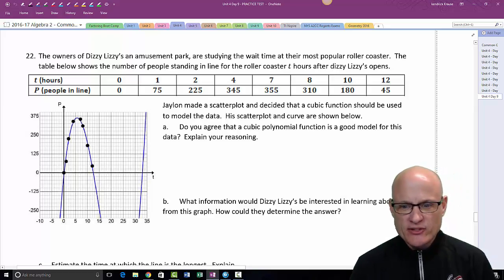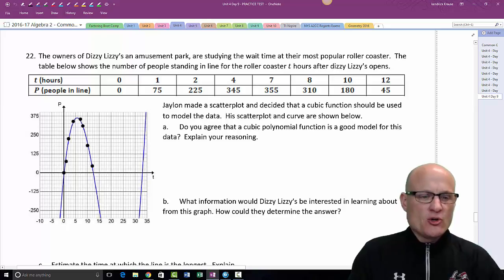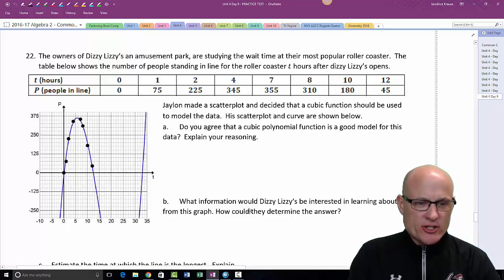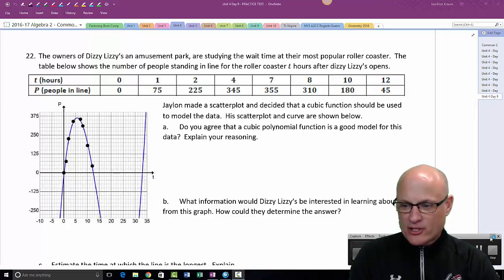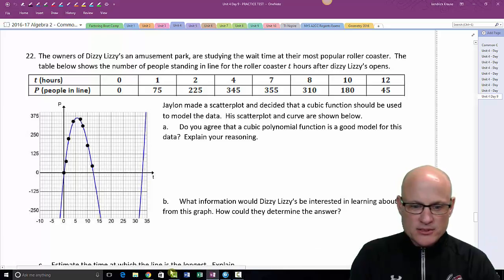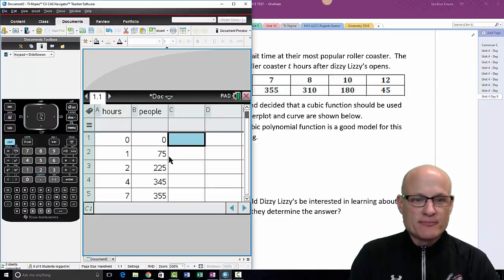What information would Dizzy Lizzie be interested in learning about from this graph? How can they determine the answer? So, is the cubic model a good one? I don't know. He decided on a cubic. Let's see. You know what I want to do? I'm going to go look at the data. I actually typed all of it in.